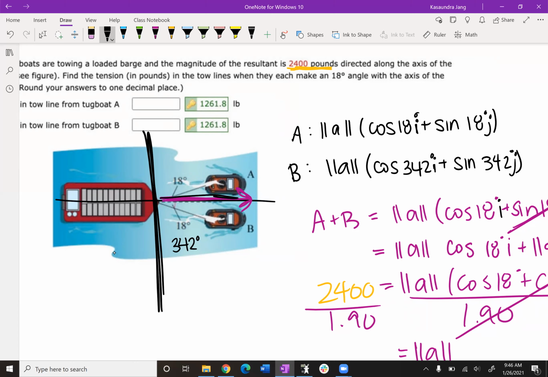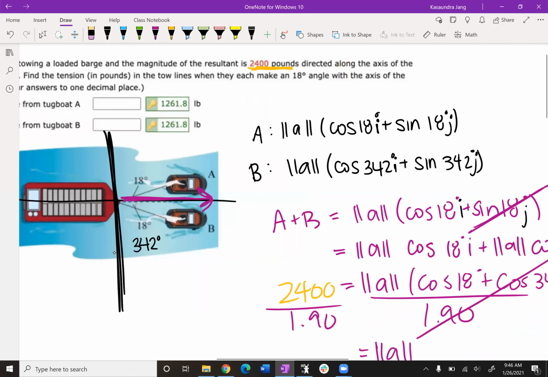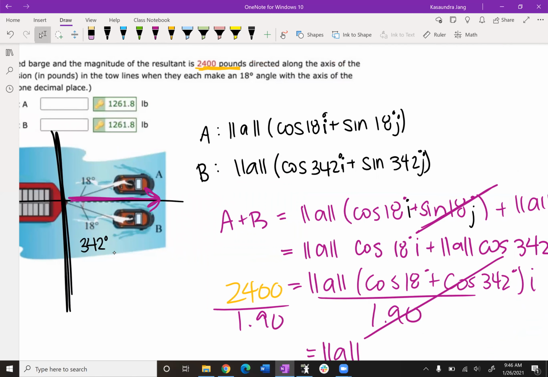It's going down my x-axis, which the way they said it was along the axis of the barge, find the tension in the tow lines if they each make 18 degree angles with the axis of the barge. Okay, so they're towing a loaded barge and the magnitude is 2,400 pounds directed along the axis of the barge. So it's going along this axis right here. That tells me we're going horizontally there. I had a positive 18 degrees and negative 18 degrees.